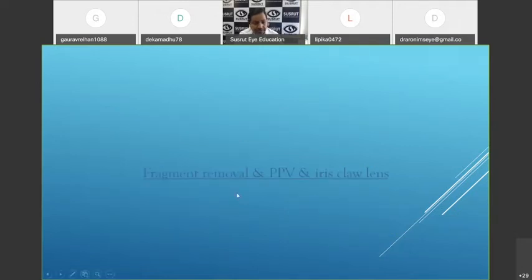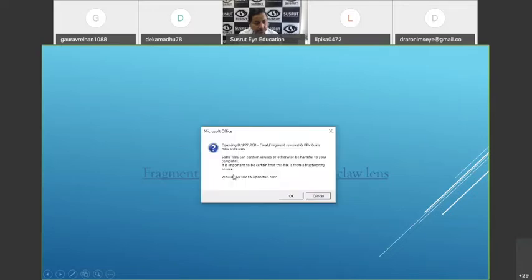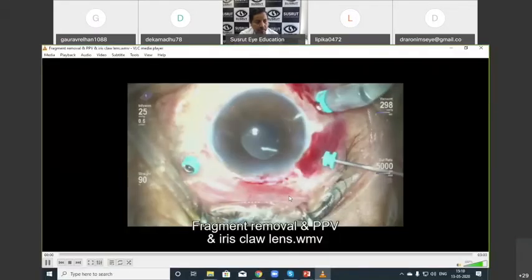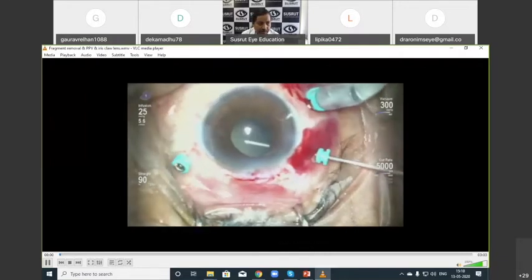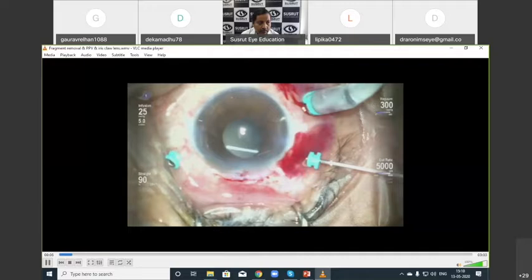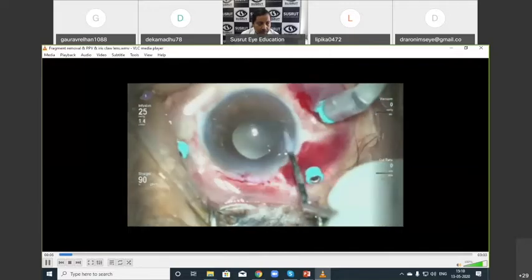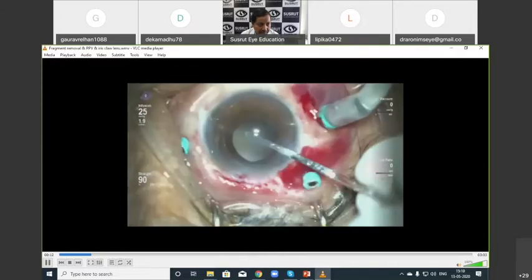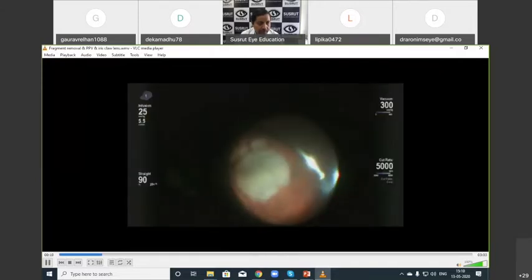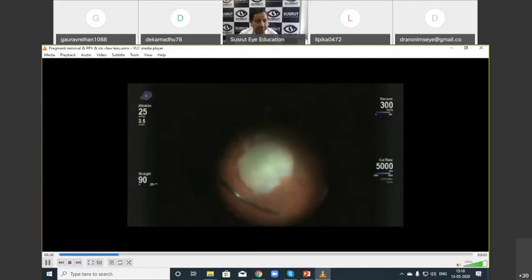Now, let me share my first video. That's a case of nucleus drop because of a posterior capsular tear. So here, with a 3-port pars plana vitrectomy, you can see that almost the entire nucleus is on the retinal surface. The principle here is to remove the vitreous cavity as a whole.